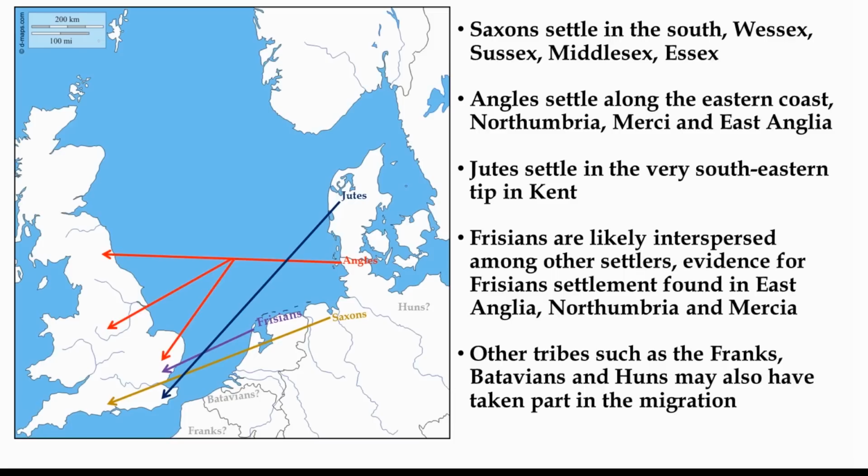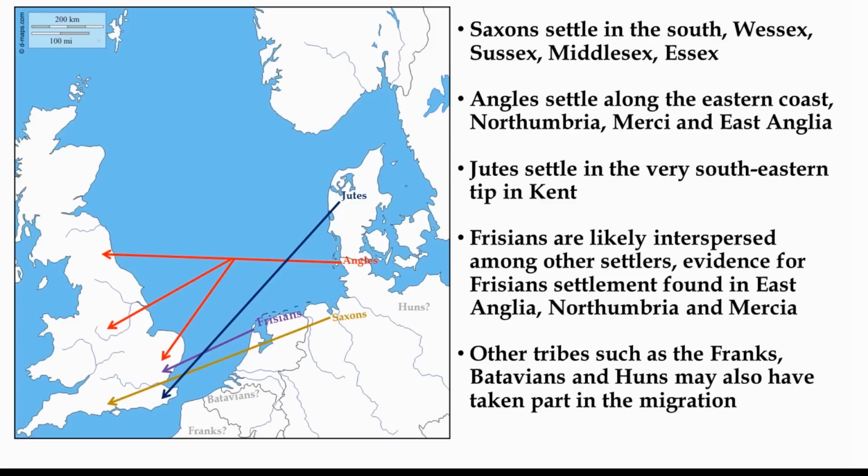You have then the Franks and the Batavians, who were also an old tribe living in the southern Netherlands and in sort of the Belgian region. And I believe also the Huns, because I believe that there is a historian named Caitlin Green, if I'm not mistaken, and she has a whole theory with evidence to support the fact that the Huns might have taken part in the migrations of the Anglo-Saxon era.